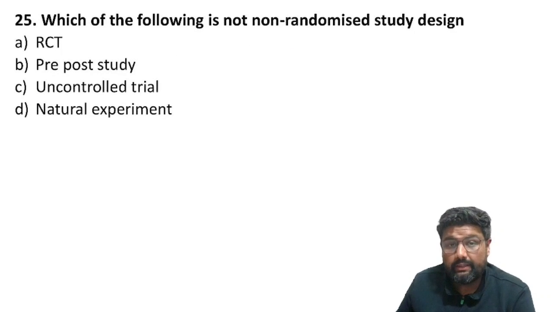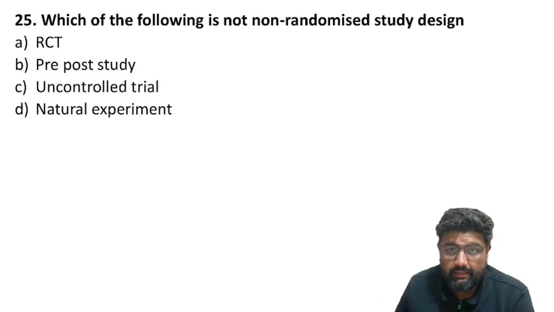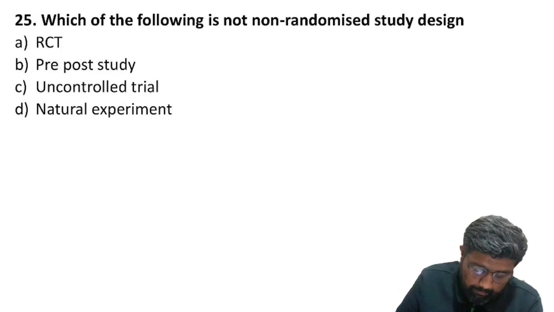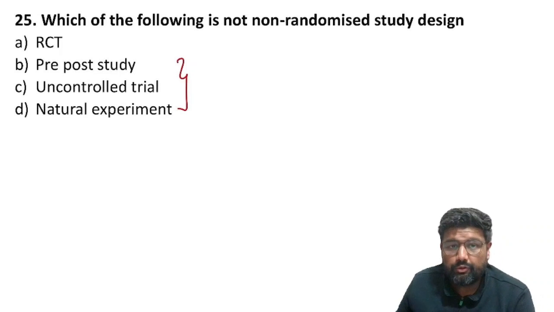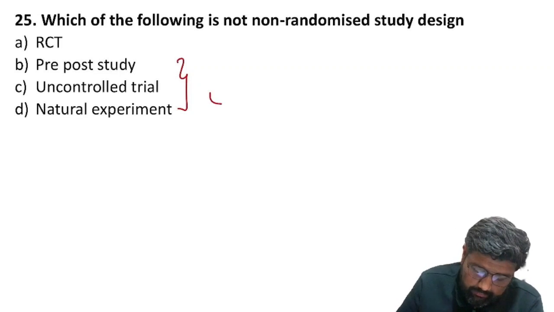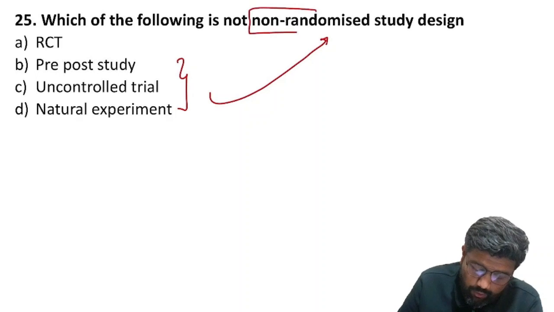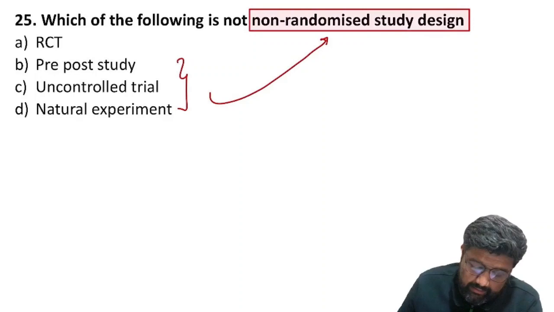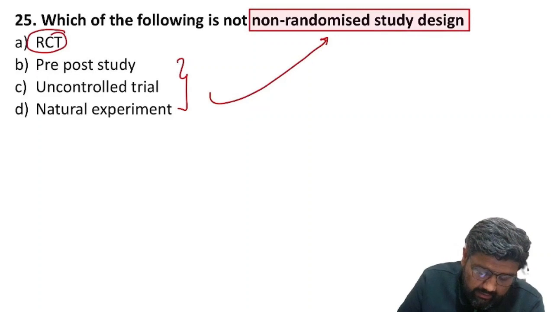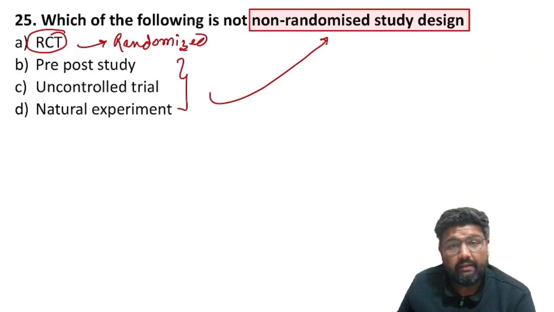Which of the following is not a non-randomized study design? Pre-post study, uncontrolled trial, and natural experiment are examples of non-randomized study designs, whereas RCT is a randomized study design.